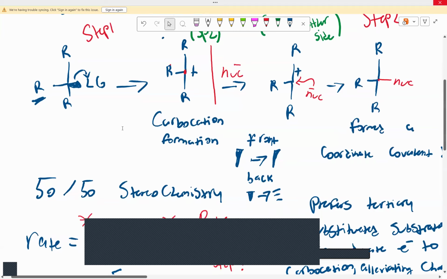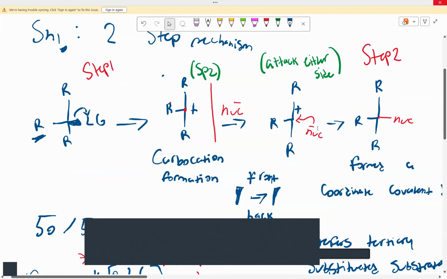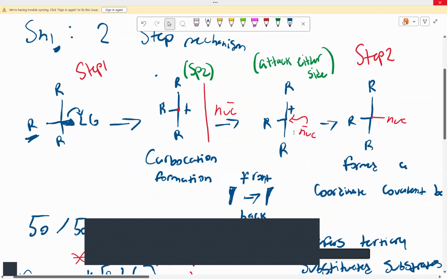And then there's also the attack of the nucleophile on that substituted carbocation. And this is a fast step because remember that nucleophile is creating the substrate to have a net zero charge. So that's highly favorable, going from a positively charged state to a neutrally charged state.